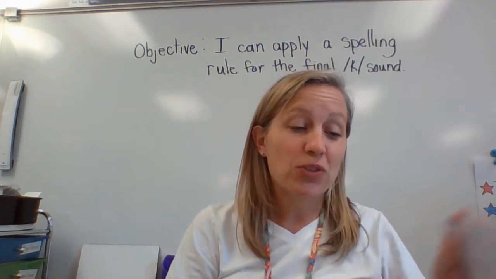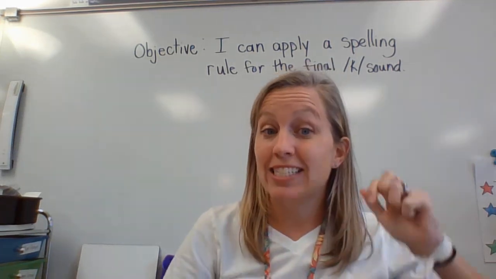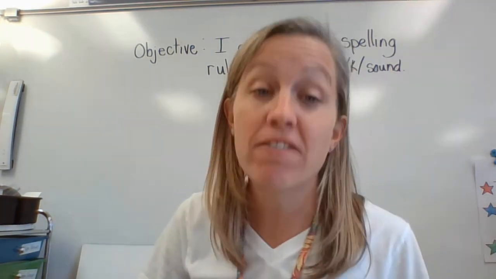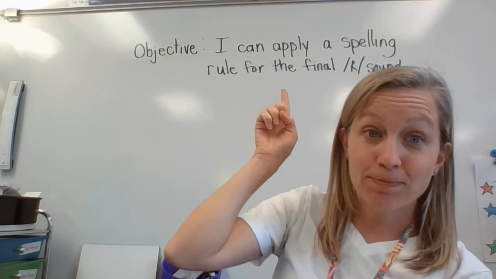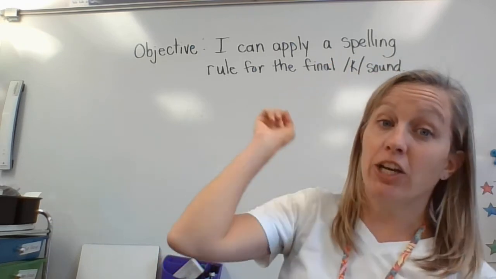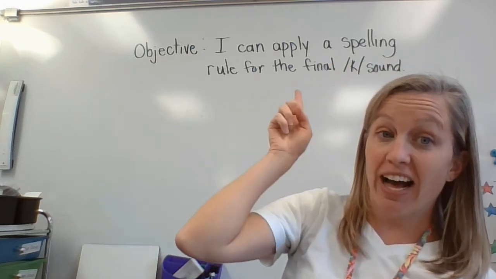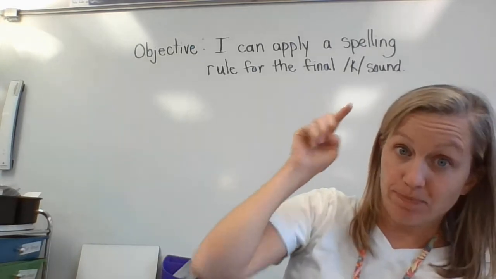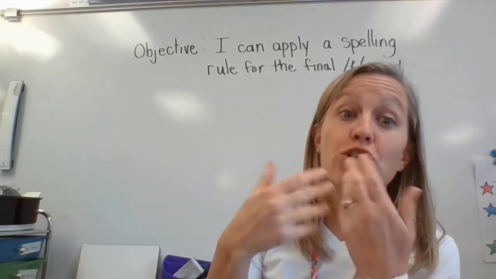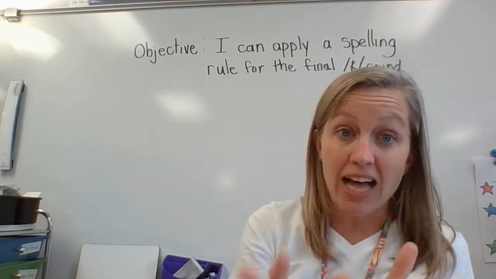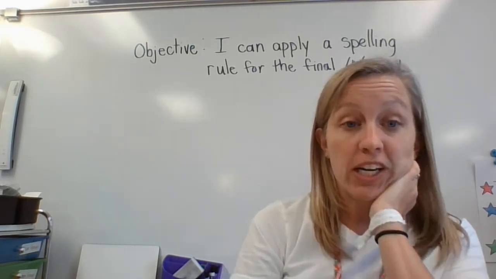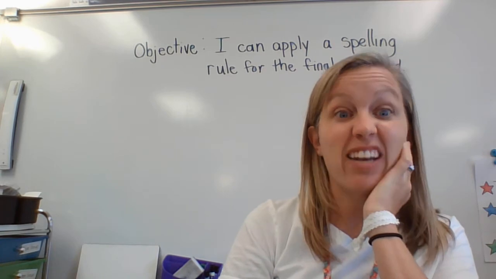All right, first graders, we are ready for lesson 29 in Saxon Phonics. Our objective today is: I can apply a spelling rule for the final k sound. Apply means to use it. You know what the rule is and you can use that rule. We're going to apply the rule for the ending sound k.